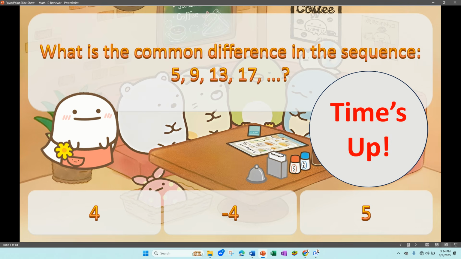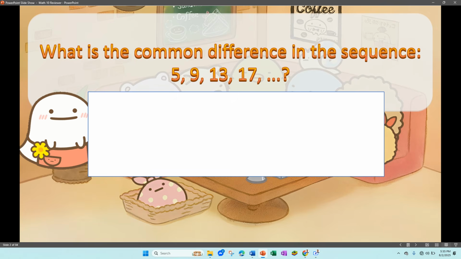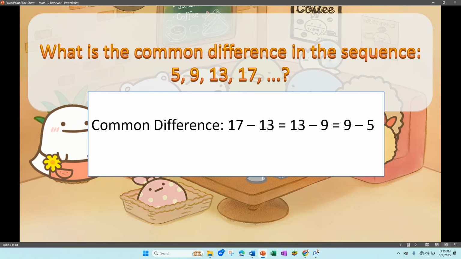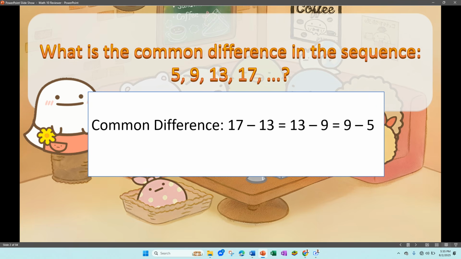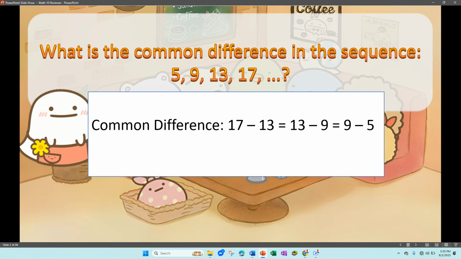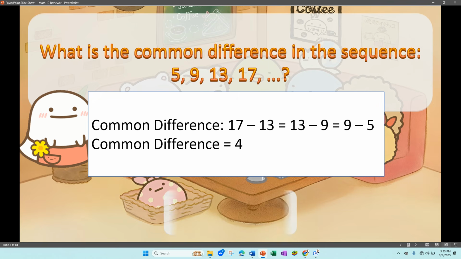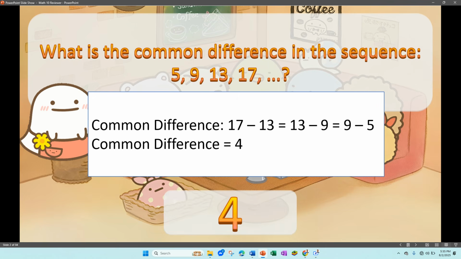Time is up. So, alam naman natin, para makuha po yung common difference is simply subtract the last number to the previous number. That is 17 minus 13, 13 minus 9, and 9 minus 5, and the answer is 4. And that is the common difference.